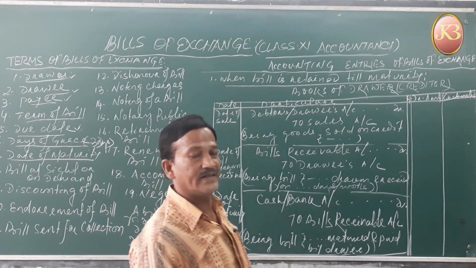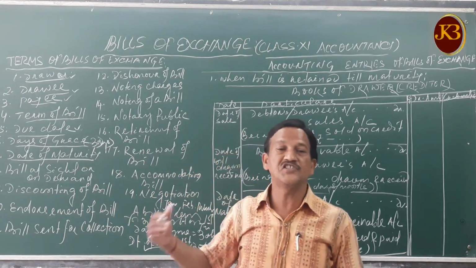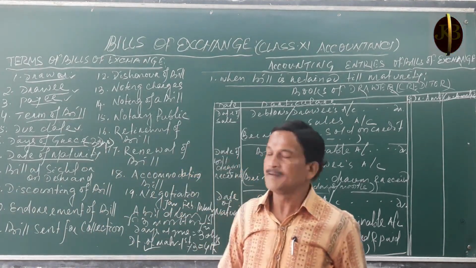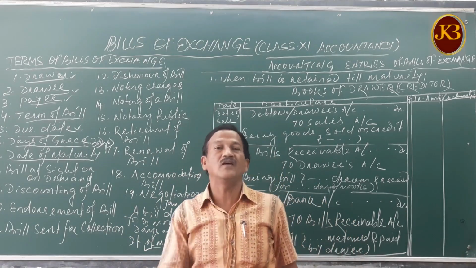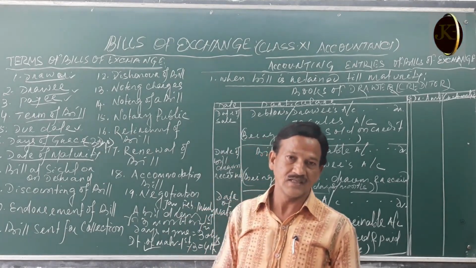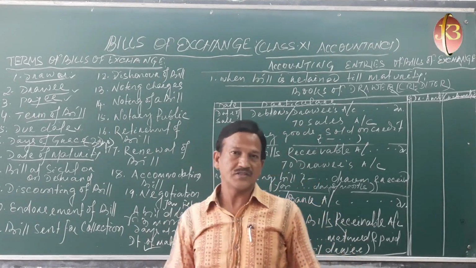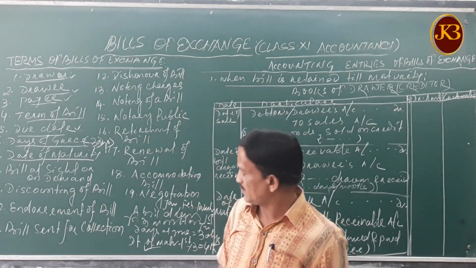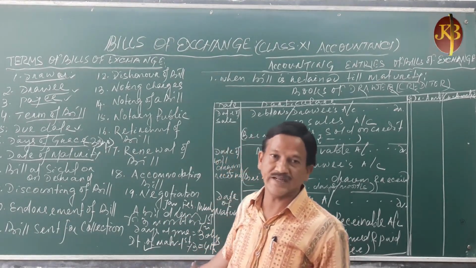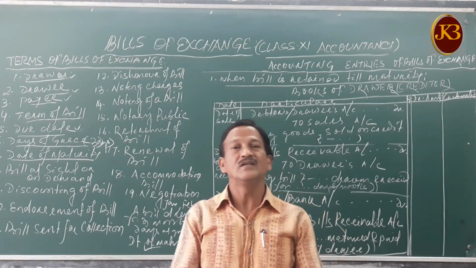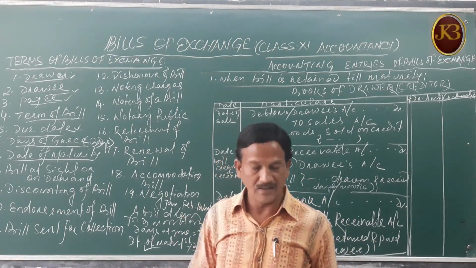So that is the date on which the bill is due for payment. If the date of maturity falls on public holidays or Sundays, the preceding days will be taken into account for the payment of the bill.